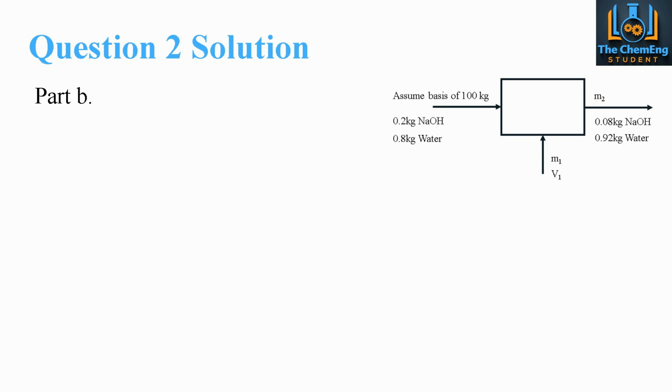Now part B wants us to determine the ratio between the product and the amount of water in the feed coming into the system. So the first thing that we need to do here is work out the volume of water within the system. Now we can do that by working out the mass. We know M1 is pure water, so we know the mass of the water, and if we divide that by the density of the water, that will give us our volume.